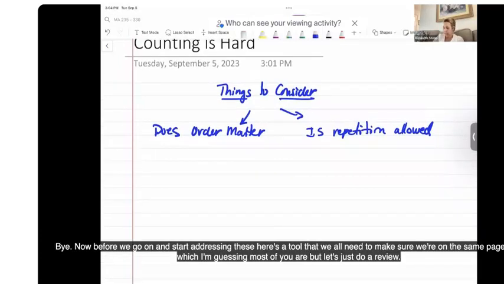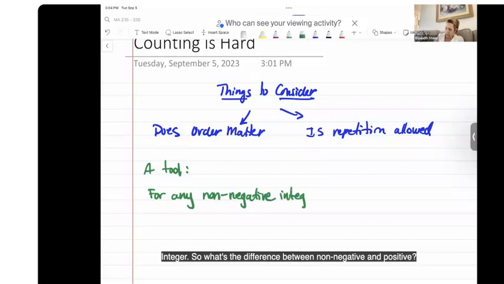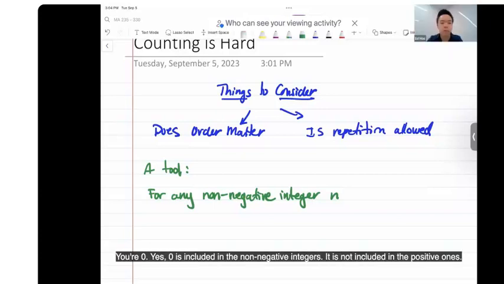Now, before we go on and start addressing these, here's a tool that we all need to make sure we're on the same page with, which I'm guessing most of you are, but let's just do a review. For any non-negative integer n. What's the difference between non-negative and positive? Zero. Yes, 0 is included in the non-negative integers. It is not included in the positive ones.